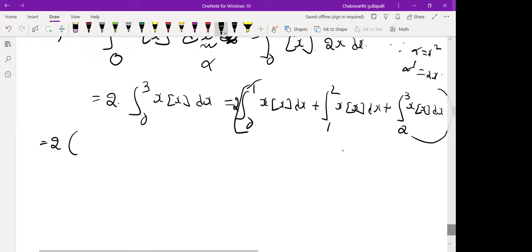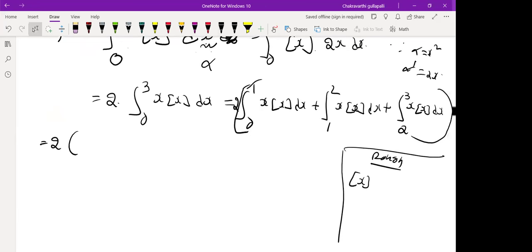So what is [x]? Let us do roughly. [x] between 0 and 1, excluding the upper limit: there is no integer except 0, so 0. Between 1 and 2, the only integer is 1, including 1; 2 is not included, so the greatest is 1. Between 2 and 3, the greatest integer in this interval, including 2, excluding 3, is 2. This means x is greater than or equal to 0 and less than 1; this means x is greater than or equal to 1 and less than 2; this means x is greater than or equal to 2 and less than 3.